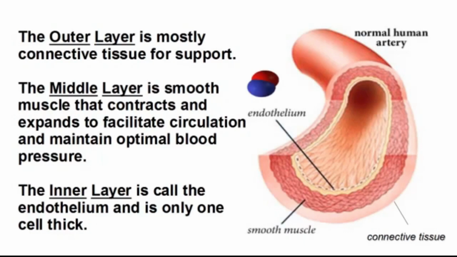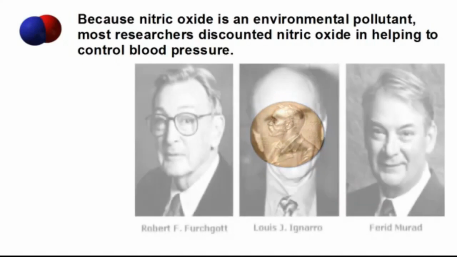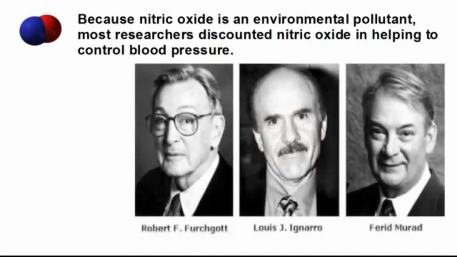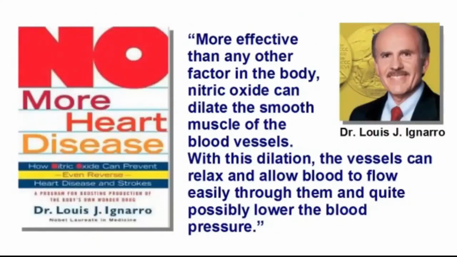Nitric oxide acts as a signaling molecule. This means that it's used by the body to cause something else to occur. Because nitric oxide is an environmental pollutant, most researchers discounted nitric oxide in helping to control blood pressure. However, the 1998 Nobel Prize in Medicine was awarded to three American researchers who discovered how your endothelial cells convert the semi-essential amino acid L-arginine into nitric oxide, and how nitric oxide relaxes the smooth muscle in your vascular wall to improve blood flow.